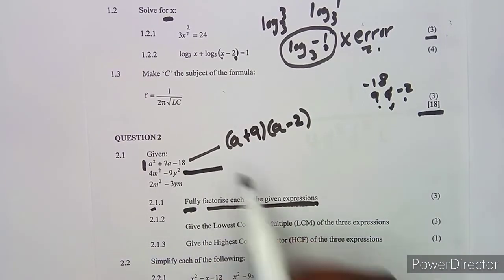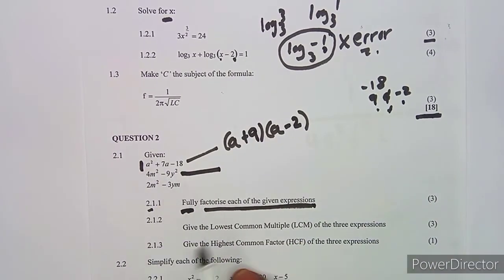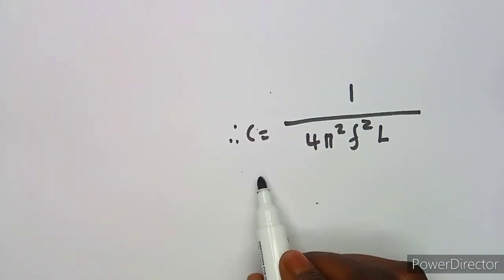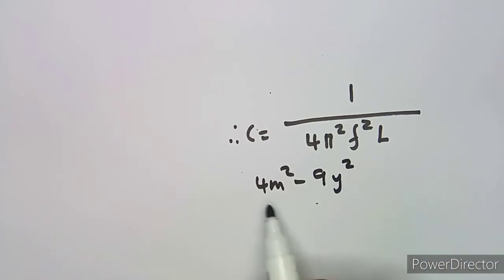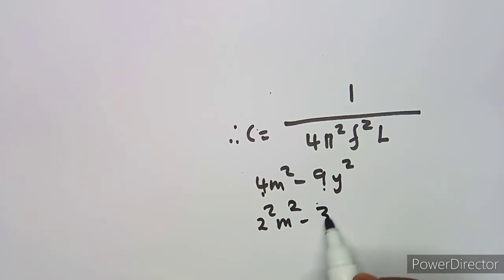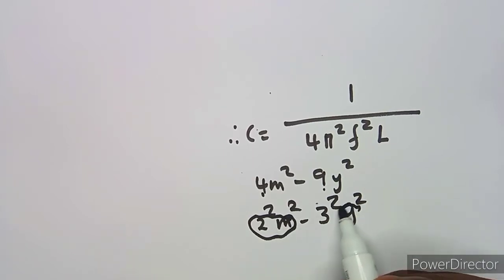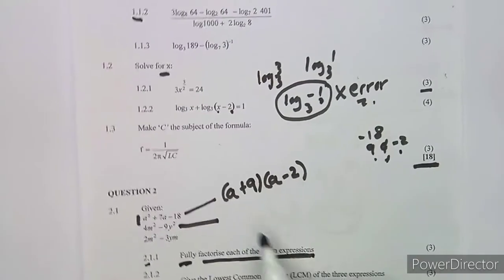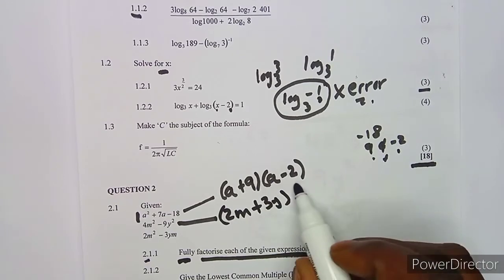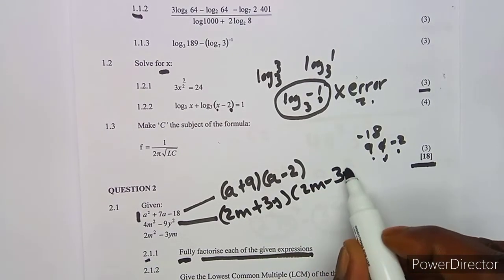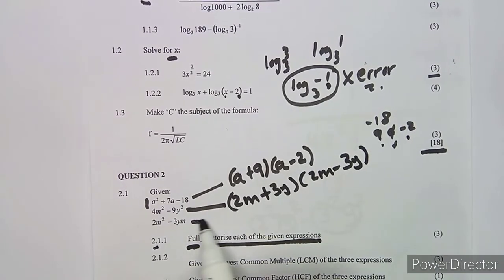All right, what about here? This is a difference of two squares. Remember what I always say, guys, that you are supposed to write it in terms of squares. So this is going to be 2 squared m squared minus 3 squared y squared, like that. So you've got 2m and 3y, which are being raised to the exponent of 2. So you've got 2m and 3y. So one is going to add, another one is going to subtract, like that.